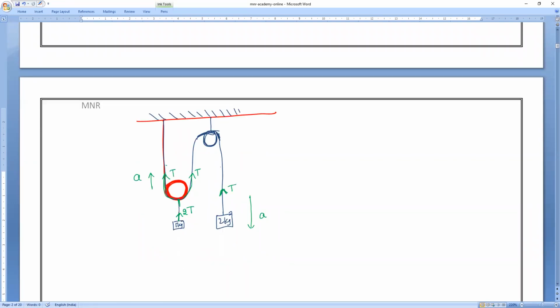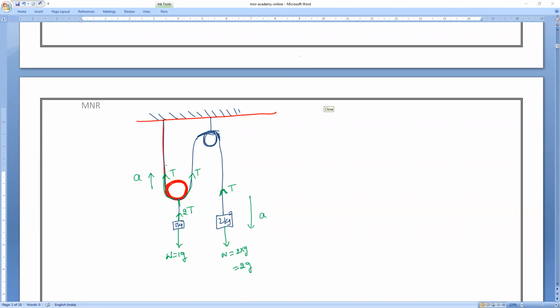Now they are asking us the acceleration, so let us see that. We all know, for this one, weight is acting downwards. So weight is equal to 1 into g, 1g. And for this one, weight is acting downwards. W is equal to how much? 2 into g, which is equal to 2g. Okay, guys? Understand?